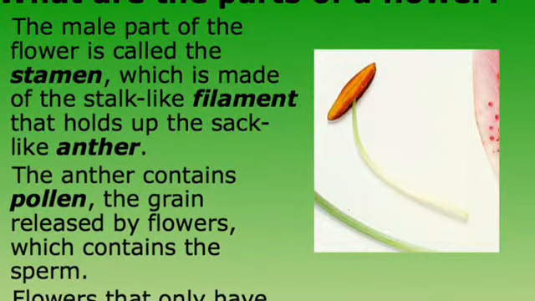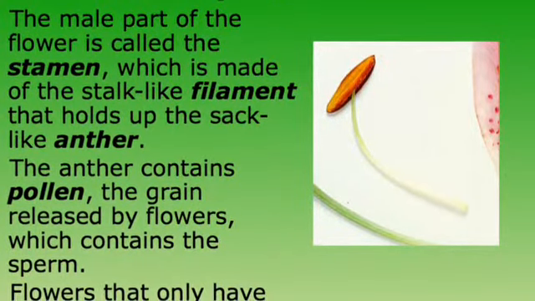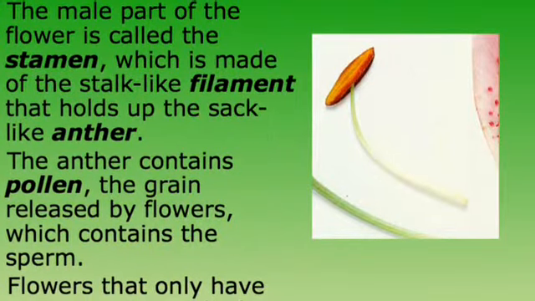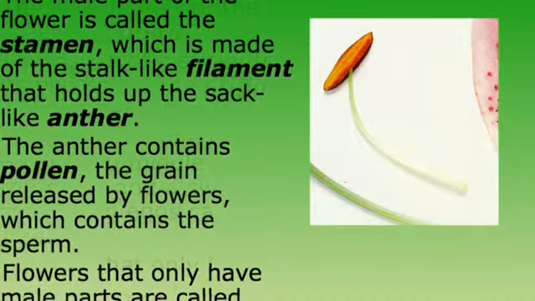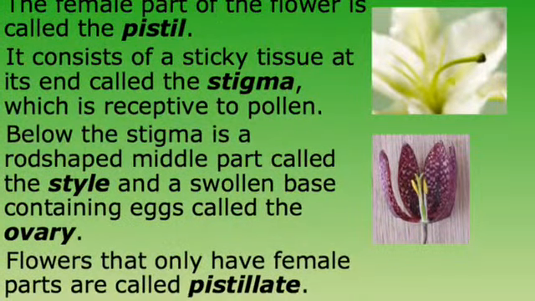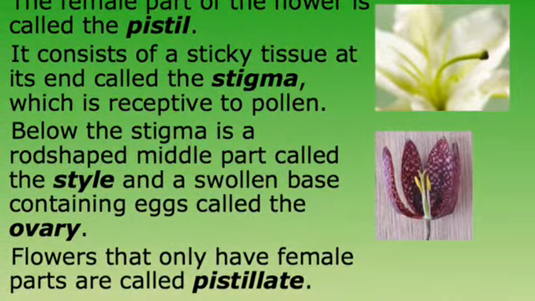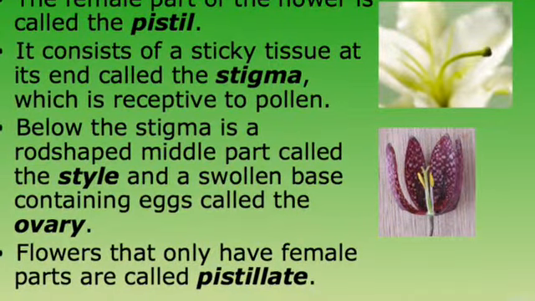The male part of the flower is called the stamen, which is made of the stalk-like filament that holds up the sac-like anther. The anther contains pollen, the grains released by the flower, which contains the sperm, and the flowers that only have male parts are called staminate.